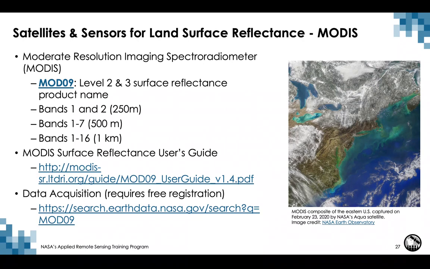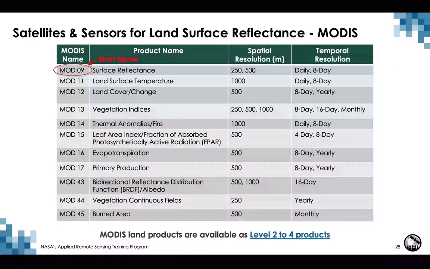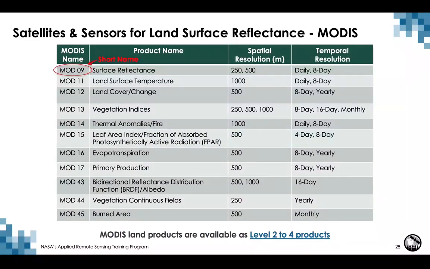The user's guide we provide the link to details the product descriptions, data product quality, details on the atmospheric correction algorithm, and other known problems. You can read more about each analysis-ready land surface product and acquire daily and 8-day composites from NASA's Earthdata. The chart below shows many of the MODIS land products, along with the short name for each product, the spatial resolution, as well as the temporal resolution.